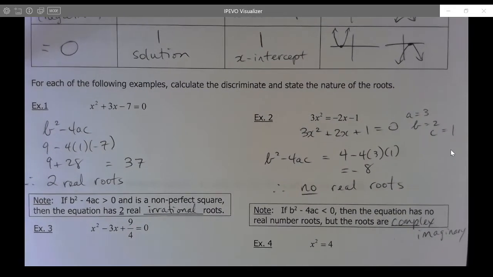Sorry, I'm off the screen there. Imaginary. Right? Because you'd end up having to square root a negative number, and you can't do that in real numbers. Okay, next.